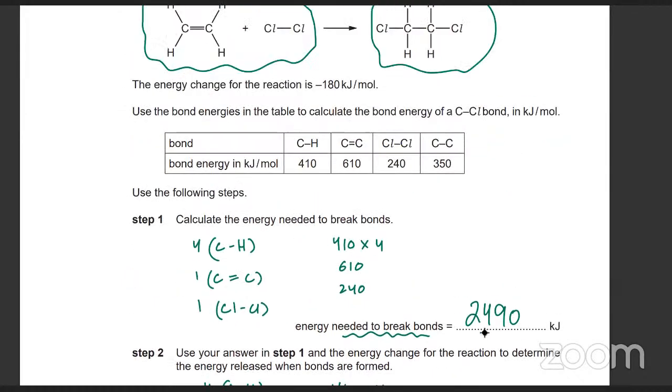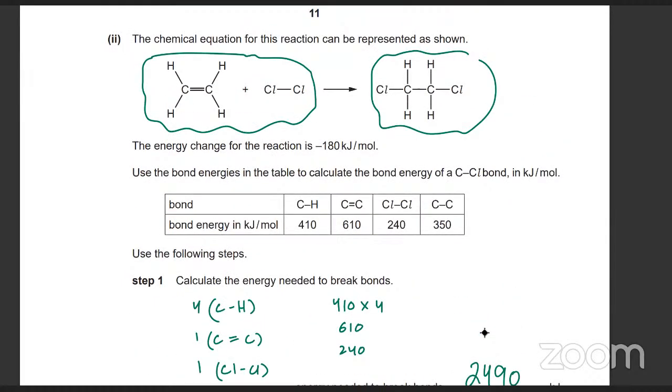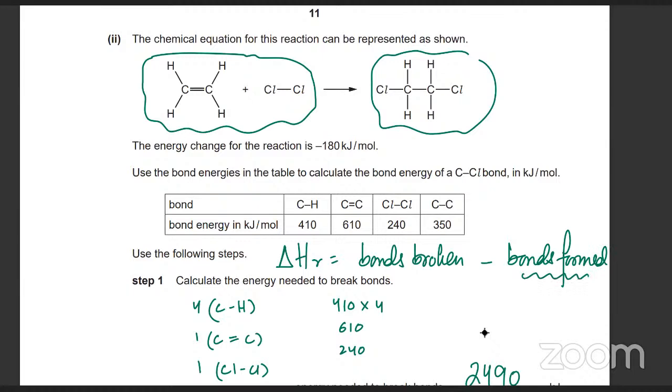What's the formula? Let's go with the formula, which is that the enthalpy of a reaction is basically the bonds that are broken minus the bonds that are formed. Bonds broken is endothermic and bonds formed is exothermic, right? So the overall enthalpy change is this.